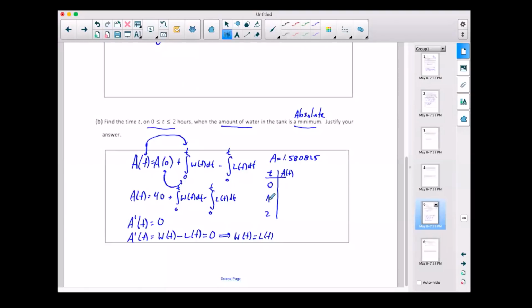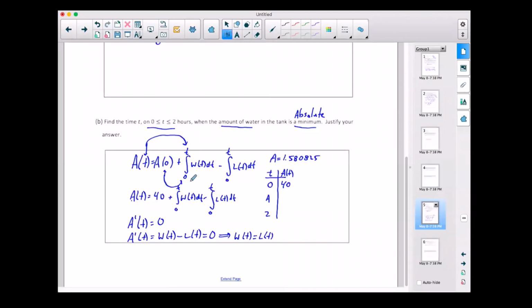So I'm going to call that A. I don't have to write that whole decimal point down. And then we plug all of these values, 0, A, and 2, back into the original equation to figure out what they are. Well, don't plug 0 in, because we already know the amount at 0. The amount at 0 was 40. So really all we have to do is calculate the amount at time A, the 1.58, and at time 2, and see what we get.